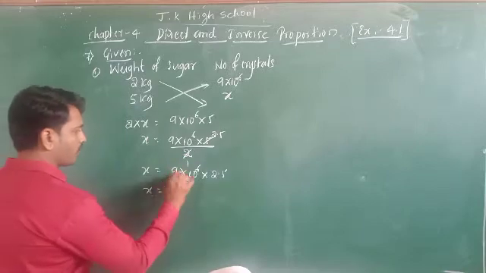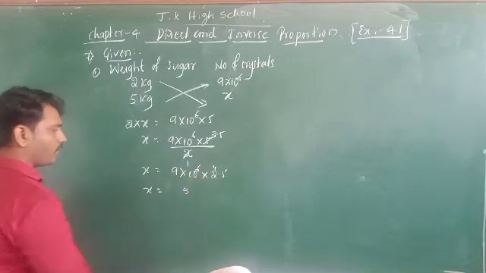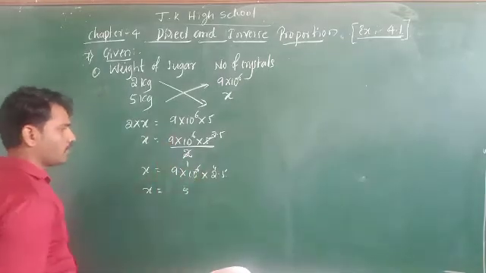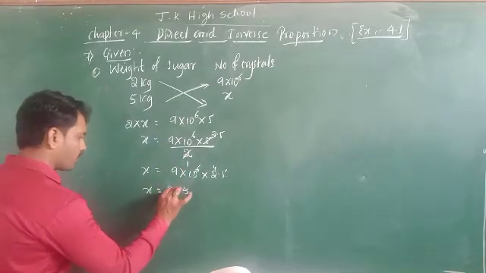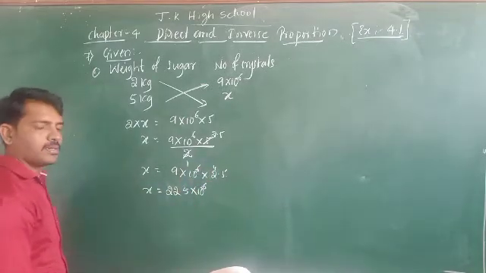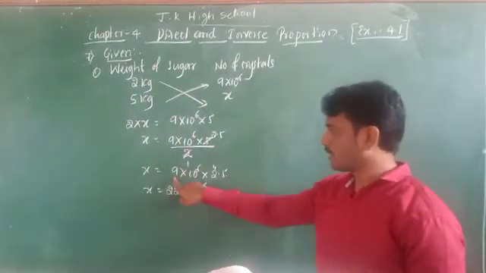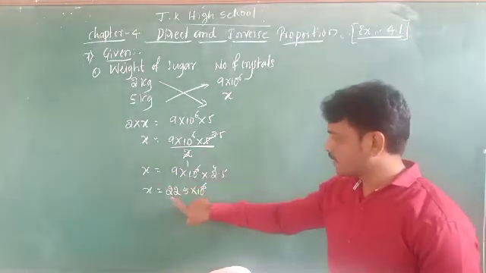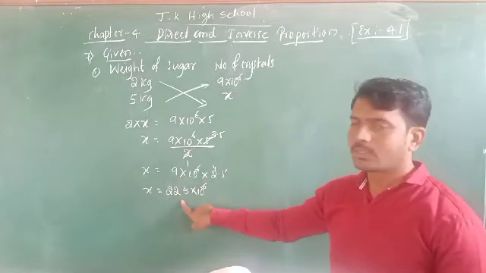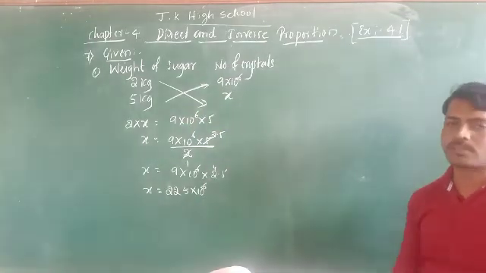Now multiply 9 and 2.5. 9 fives are 45, remaining 4. 9 twos are 18, 18 plus 4 is 22. So 22.5 into 10 to the power 6 crystals are there. Understanding? 10 to the power 6 keep as it is, only multiply 9 and 2.5. In 5 kg of sugar there are 22.5 into 10 to the power 6 crystals.